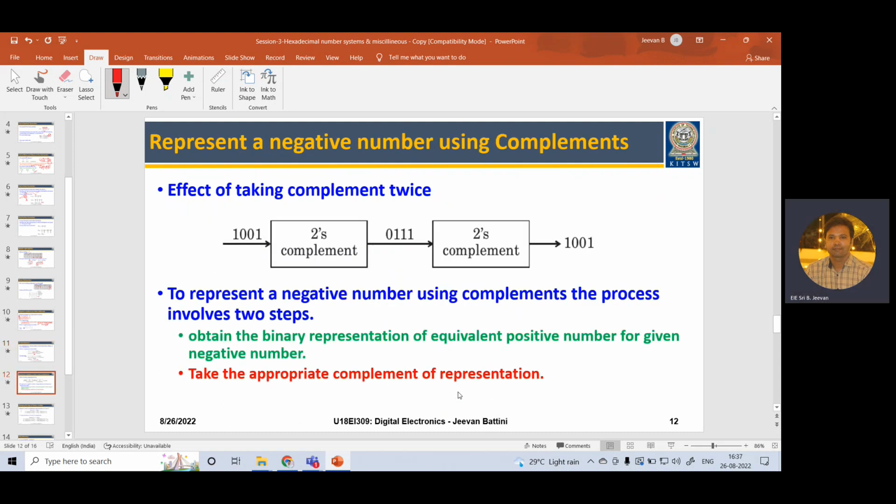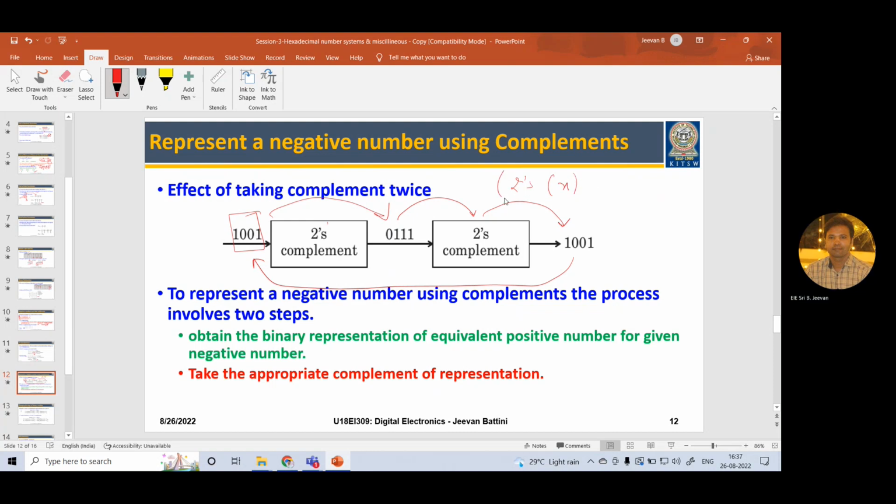And what happens if you are doing 2's complement 2 times? Suppose this is a number 1001, the 2's complement of this is 0111. Again, if you do the 2's complement, you will be getting 1001. So these two are same. So if I write 2's complement of x, and again if I perform 2's complement of the same, so if I perform 2's complement 2 times, I will be getting x. So x may be any bit pattern, right?